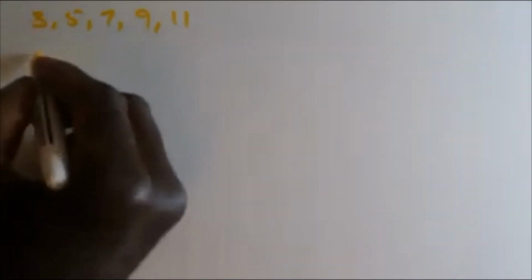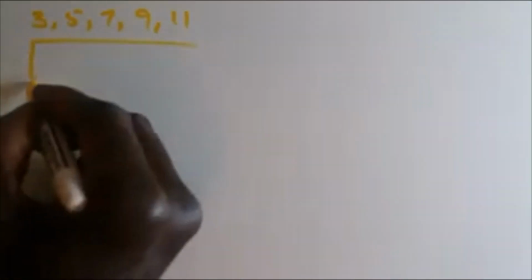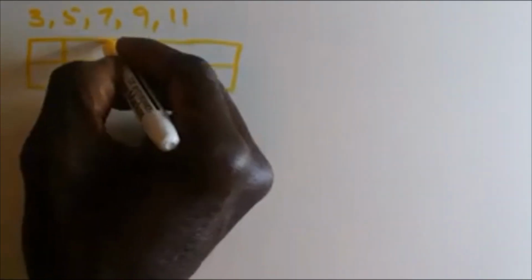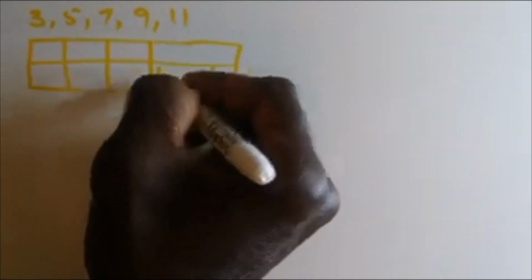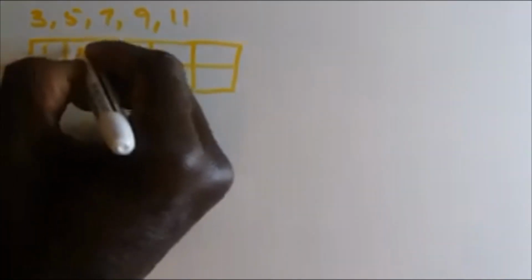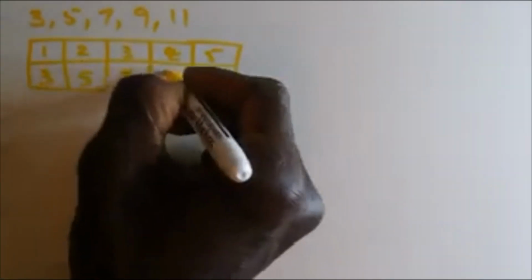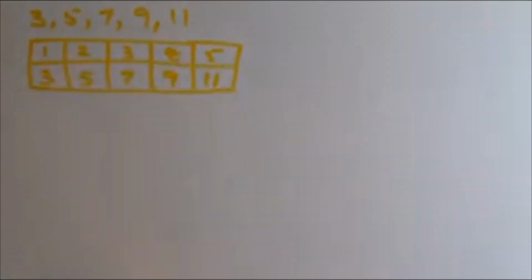So this is our sequence. We'll just create a little table. So we'll have their position 1, 2, 3, 4, and 5. And we have 3, 5, 7, 9, 11. We need to find a relationship between the position of a term and the term itself.